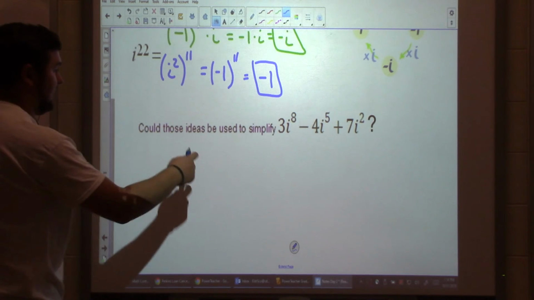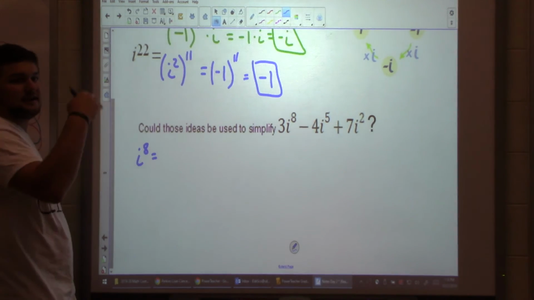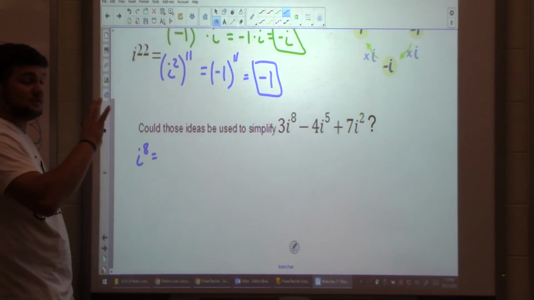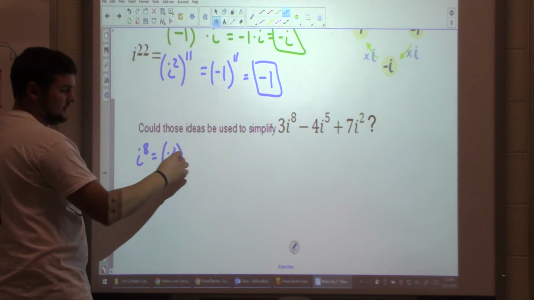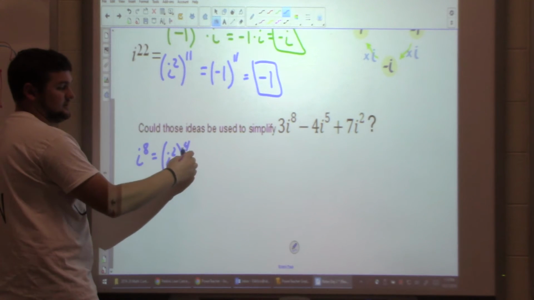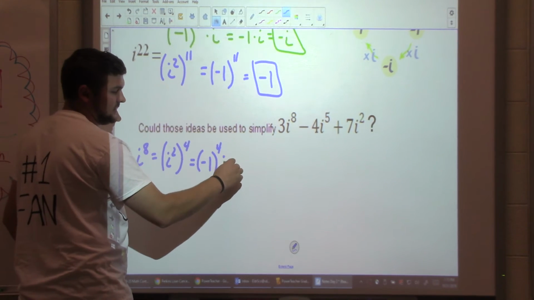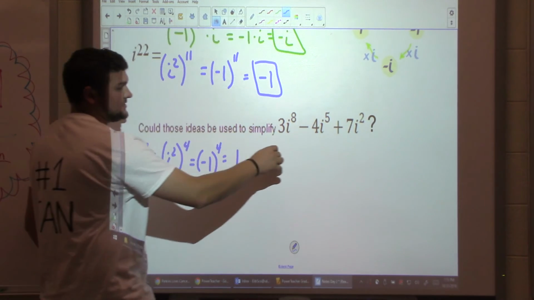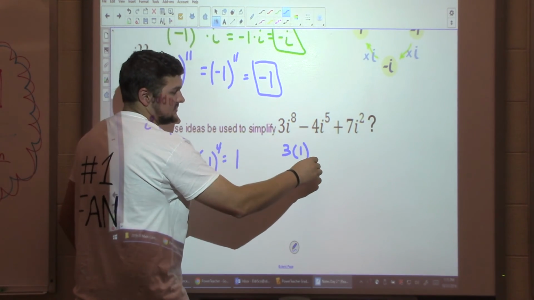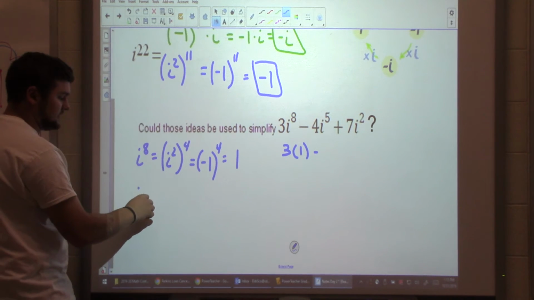Right? Like i to the 8th. If I simplify that using i squared, like I said, you don't have to use that way. How many times does 2 go into 8 as a whole? 4. That gets me to 8. 2 times 4 is 8. So negative 1 to an even power we said was positive 1. So if I go to rewrite this, I'd go 3 times positive 1 minus, and then I have to figure out what i to the 5th is.